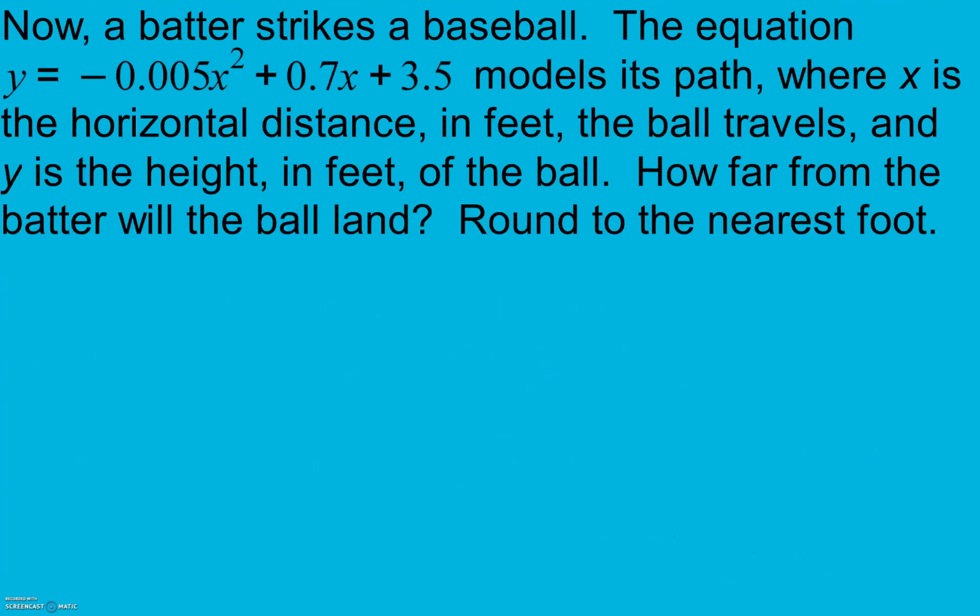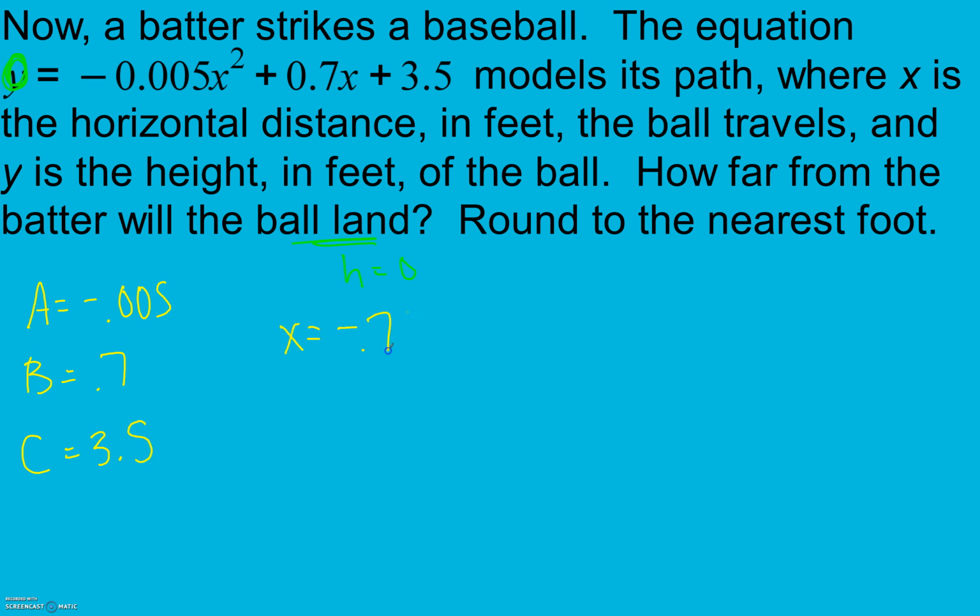Now, a batter strikes a baseball. Our equation here models its path, where x is the horizontal distance in feet the ball travels and y is the height in feet of the ball. How far from the batter will the ball land? Round to the nearest foot. So again, when it lands, that means my height is 0. So I'm going to plug a 0 in for y. Pick up my values. A, B, and C.